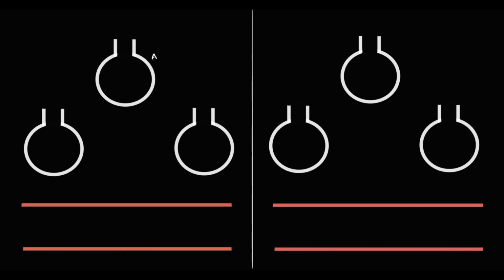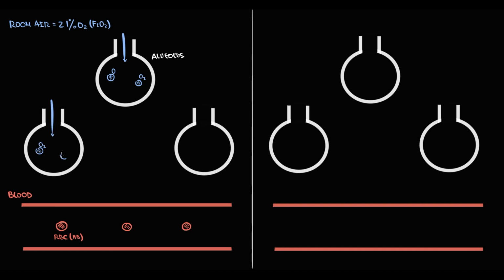So to explain the ratio, here we have alveoli, and here we have a capillary with red blood cells. And red blood cells have hemoglobin that should bind oxygen. Typically, room air contains 21% of oxygen. So in normal condition, the fraction of inspired oxygen concentration is 21%.